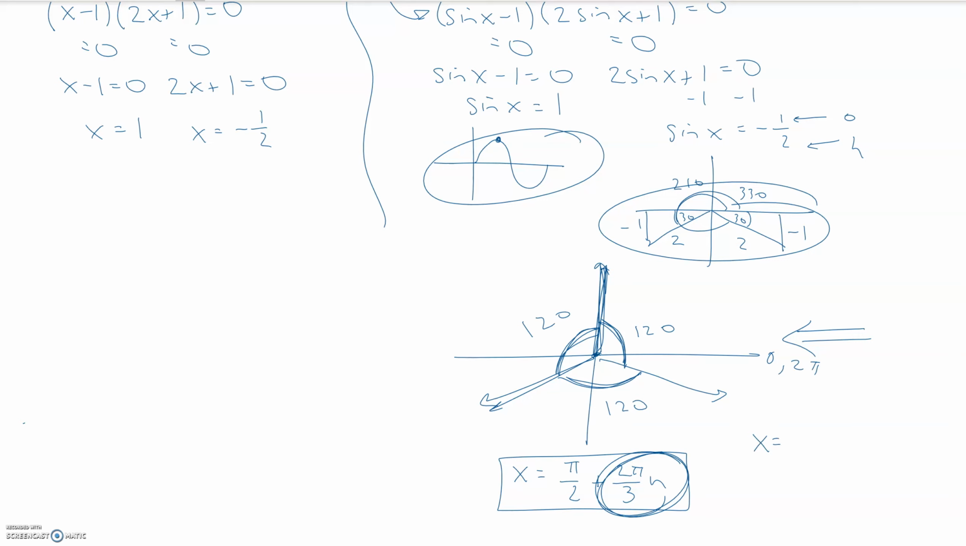And in that case, your answers would be pi over 2, and then 210 in radians would be 7 pi over 6, and 330 in radians would be 11 pi over 6. If you're not good at converting from degrees to radians yet, or you need a refresher, it's not a bad idea to stop and practice for a little bit. Make sure you remember how to convert back and forth from degrees to radians. It'll help you out in the long run.